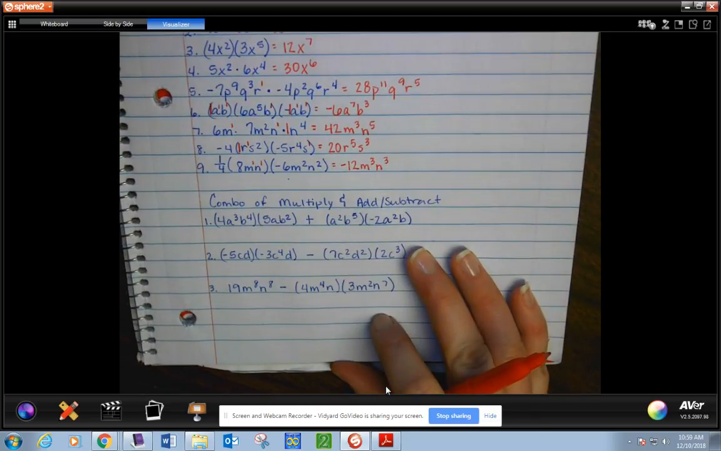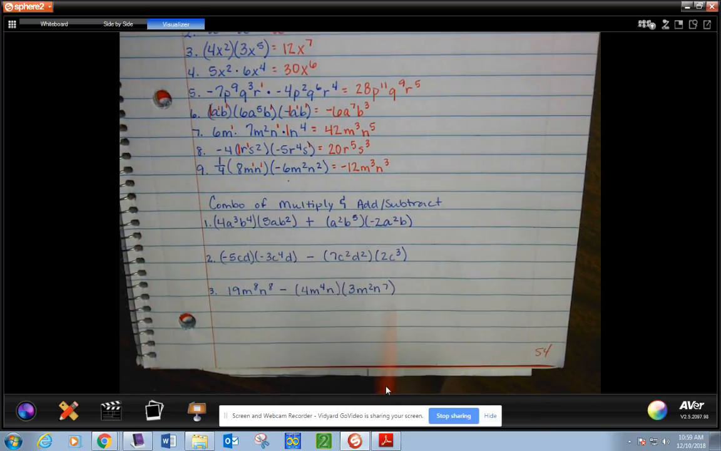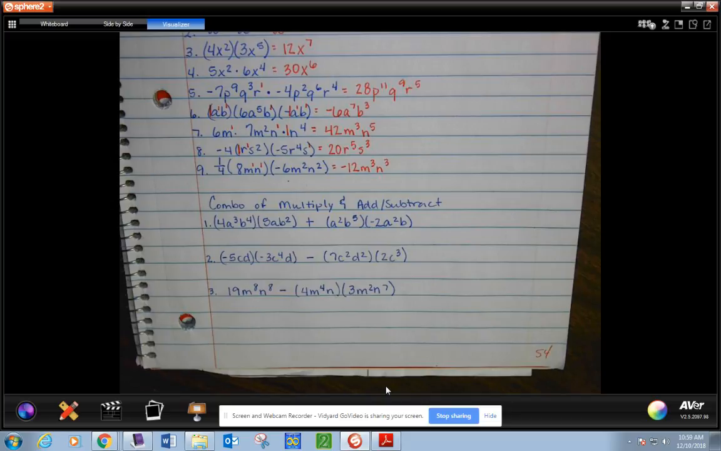Now, for the next 3 examples, we're going to do a combo. We're going to do multiplying and adding or subtracting. So now I'm going to pull your product rule we just learned, and then I'm going to pull the adding and subtracting rule we did the other day. So remember, PEMDAS, you're going to multiply first.